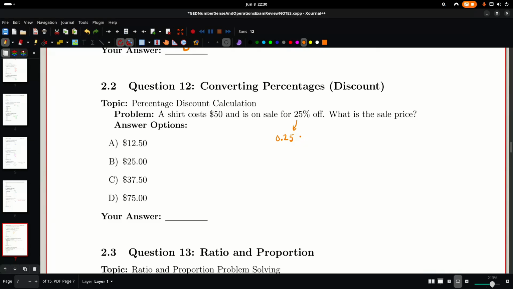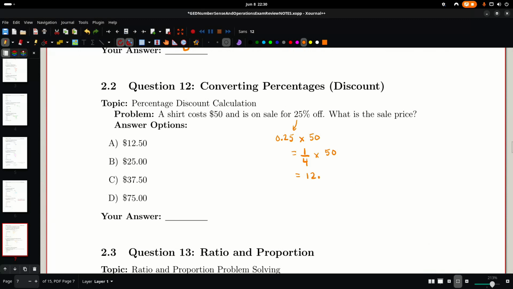So we have 0.25 times $50. And we can also convert that to a fraction, because 0.25 is 1 over 4. And so it's really 1/4 times 50. So 50 divided by 4 is all we need to do here to find out what that is. So 50 divided by 2 gives us 25, and then divide that by 2, you get $12.50.